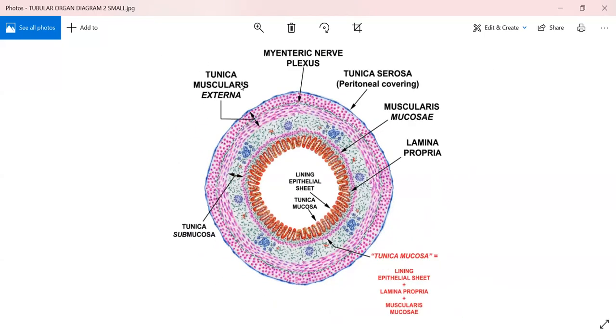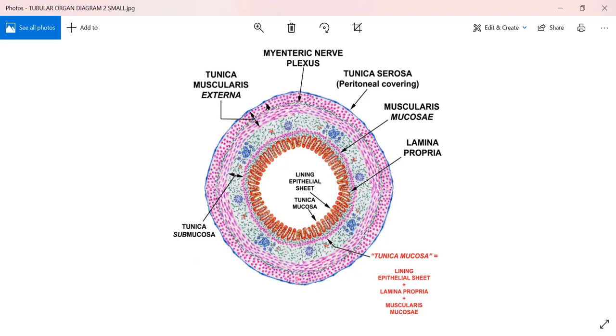The third layer is called tunica muscularis externa. The tunica muscularis externa has two layers in most parts of our digestive system. But in two parts, they are different, and I will talk about it later. In most parts, the inner layer is oriented circularly. It circles around the lumen. And the outer layer is oriented longitudinally, which is parallel to the axis of your lumen. So inner circular and outer longitudinal muscle.